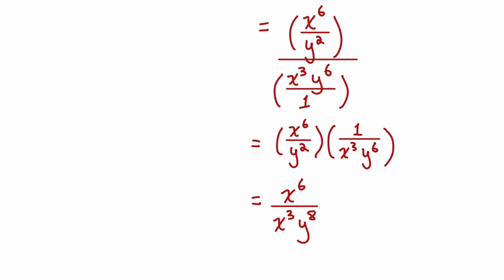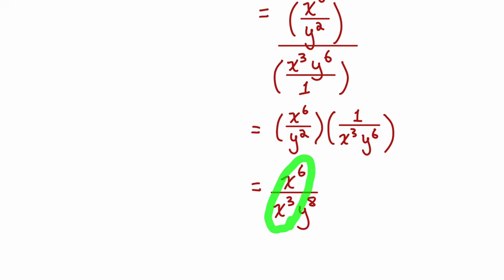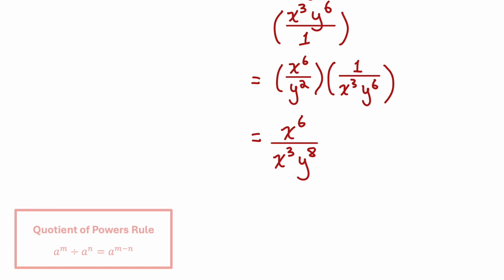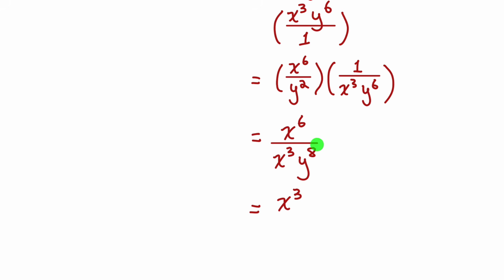And the last thing I have to simplify is this quotient of powers with the same base. I have 2 powers of x being divided, so I could simplify those into a single power by keeping the base of x, and then subtracting the exponents, 6 minus 3, which gives me x to the power of 3. And then don't forget, we still have this power of y to the power of 8 that's in the denominator. So there's my final answer.